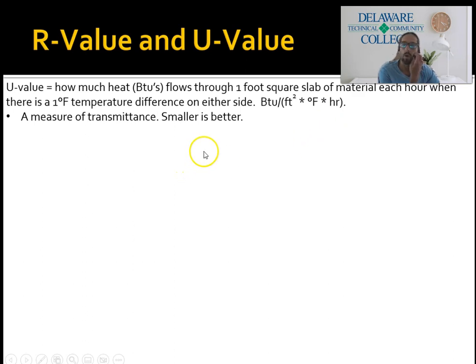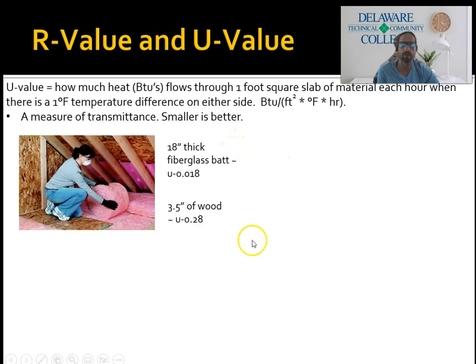So U value is a measure of transmittance. It's a measure of transmittance, how much heat is transmitted. So you want less transmittance, all else being equal, right? Like you want to have good insulation. That means lower transmittance. So smaller is better, okay? Smaller is better. And let's go over a quick example here.